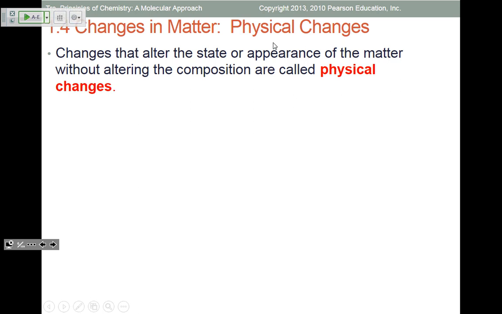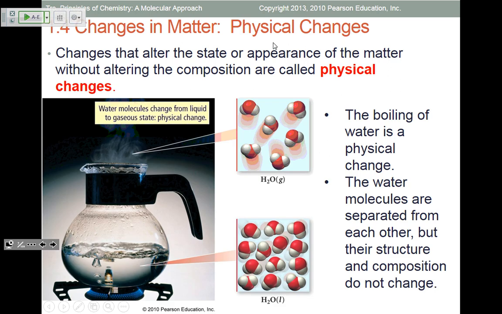So when we talk about physical changes, what we're typically talking about is changing state, that changes the appearance, that changes what we're looking at. So that's our physical properties. And we'll discuss physical properties a lot in this class.